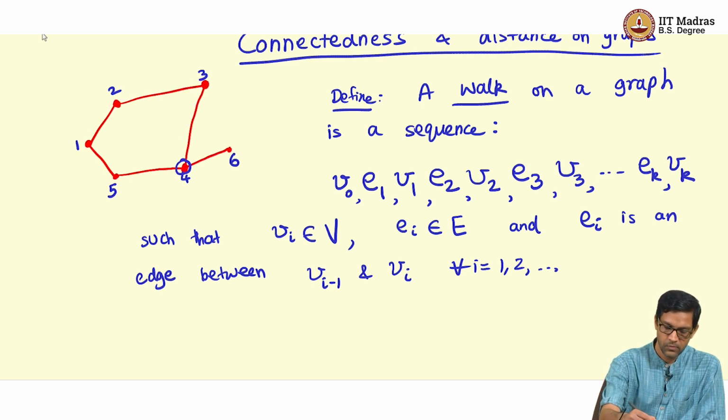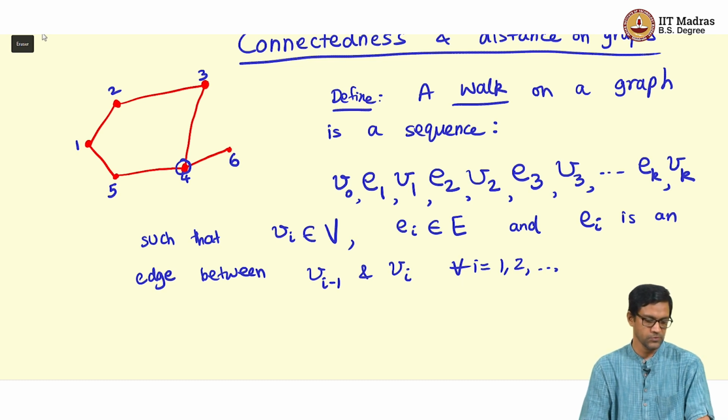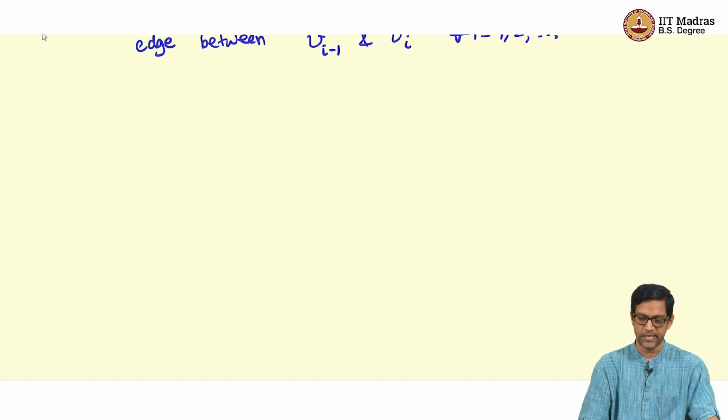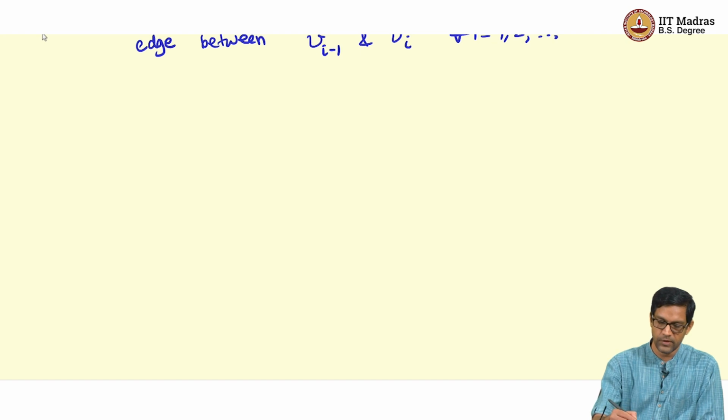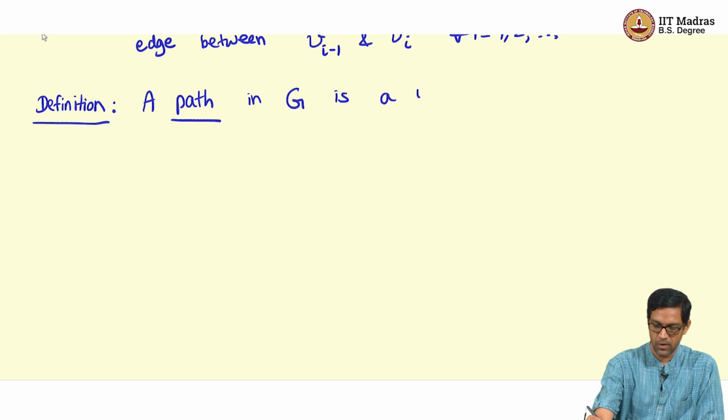Okay. Now, let us define one other variation that will be useful. If the walk does not come back to the same vertex more than once, then we call it a path. So, let us define paths. Definition: a path is a special kind of a walk in the graph G which does not revisit the same vertex more than once.